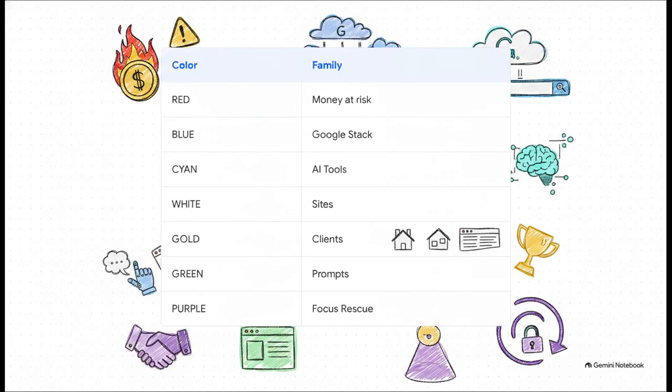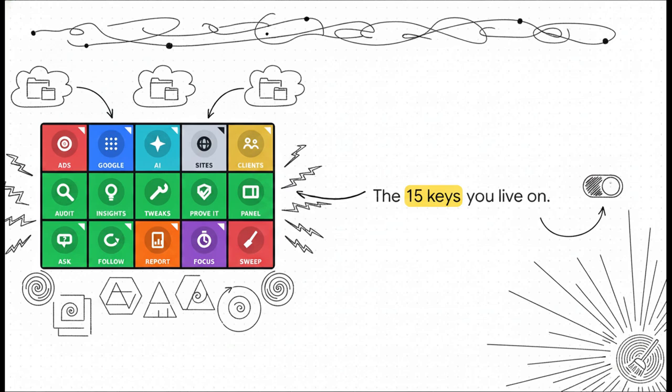To make navigating 15 keys lightning fast, the system uses a really strict color language. You instantly know what a key does before you even read it. Red, that means money is at risk, so that's your ad platforms like Meta or Snapchat. Blue is your Google Stack, Analytics, Tag Manager. Cyan is for AI tools like Claude or Midjourney. White and gold map out your specific sites and clients. Green keys mean you're talking to the agent with prompts, and purple, that's your focus rescue folder for those ADHD management timers.